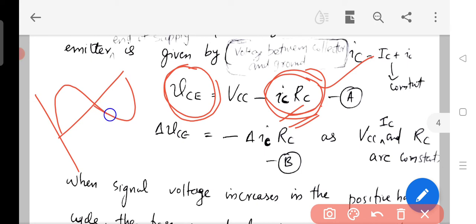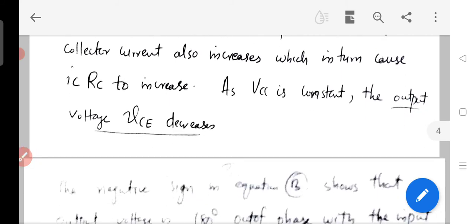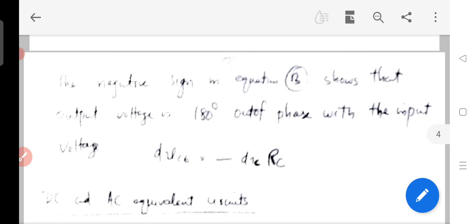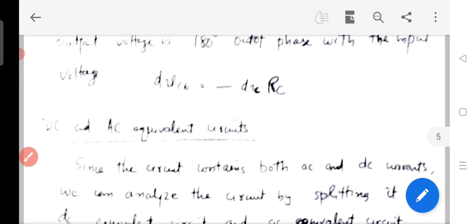Similarly, as the signal current decreases, IC will decrease. This is happening in the negative direction, so the VCE will increase. VCE will become positive as the change in IC becomes negative. So the VCE will increase. This explains the phase reversal. That is also given by this equation, dVCE equal to minus dIC RC. So the main idea is there is a 180-degree phase difference between the input signal and the output signal.